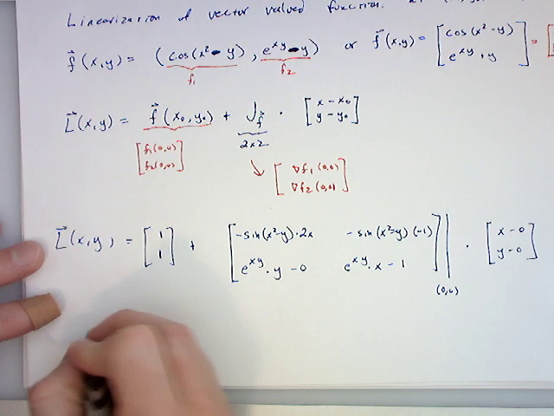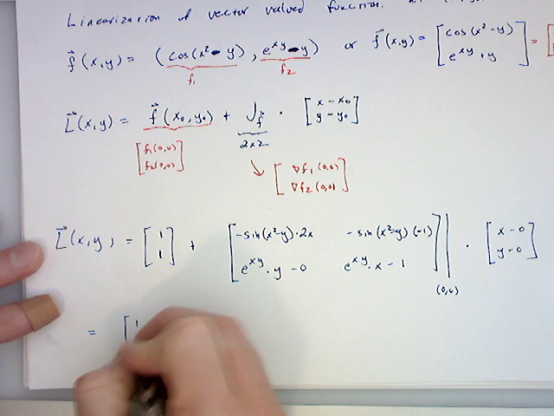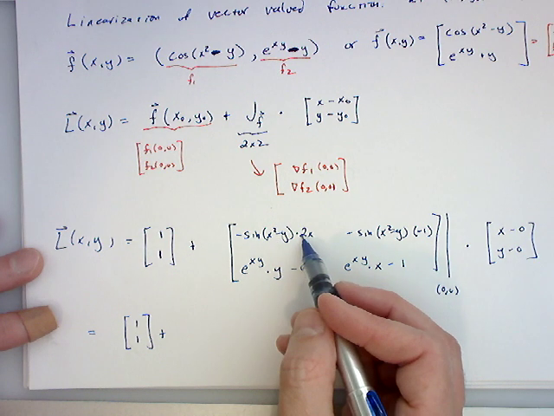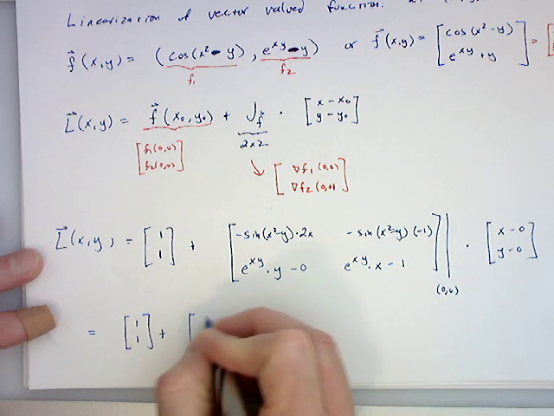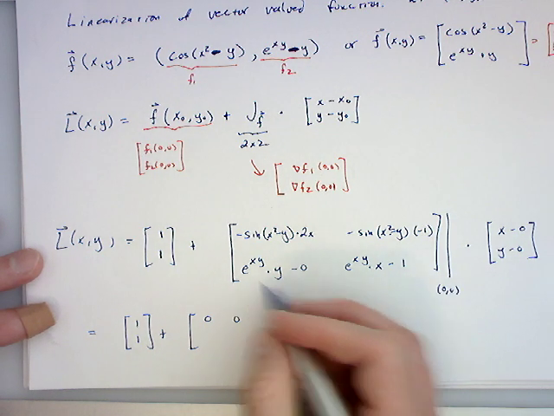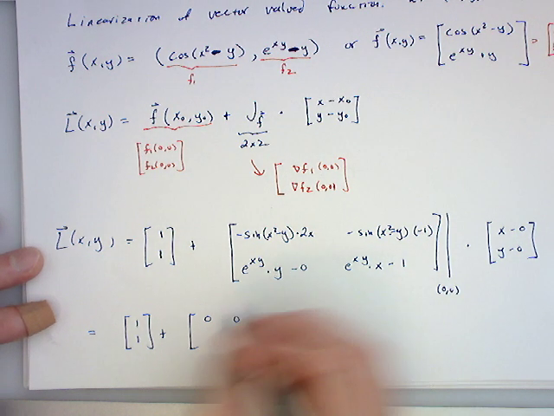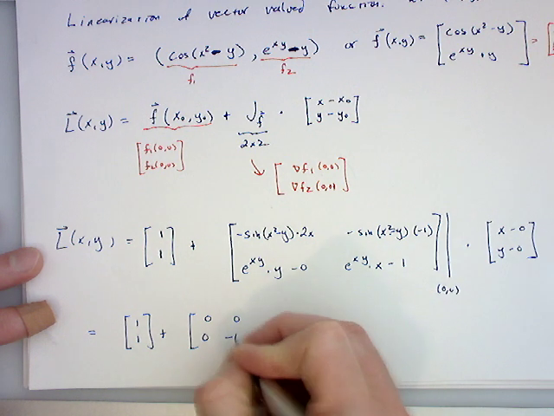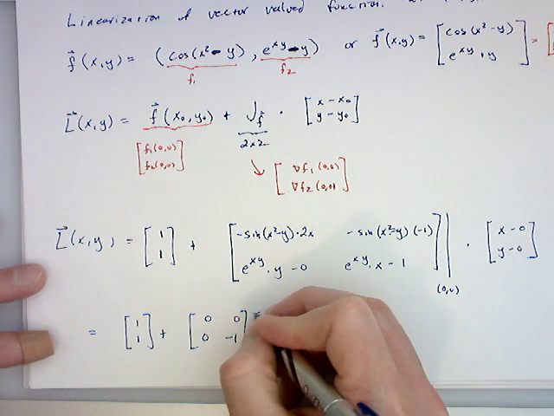So here's what we get for the linearization. It's 1, 1 plus, let's see, if I plug in 0, sine of 0 is 0 times 0 is 0. Sine of 0 is 0 times negative 1 is 0. e to the 0 is 1 times 0 is 0. And e to the 0 is 1 times 0 is 0, minus 1 is minus 1. Oh good, our matrix isn't all zeros.